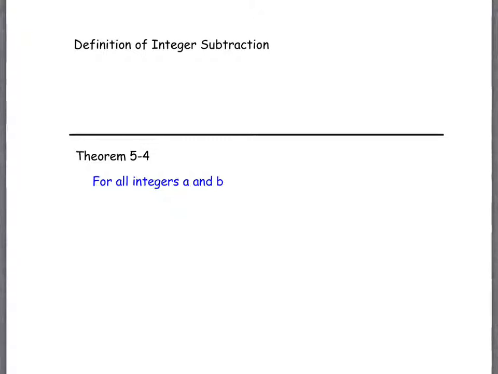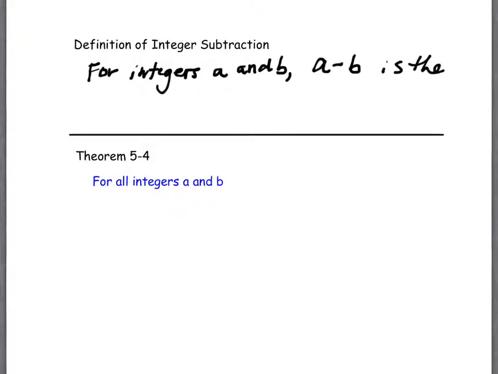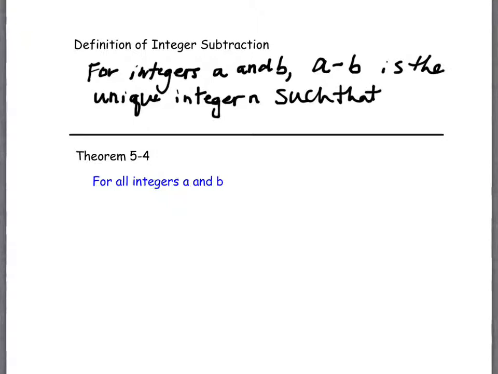Definition of integer subtraction says the following. For integers a and b, a minus b is the unique integer n such that a is equal to b plus n.